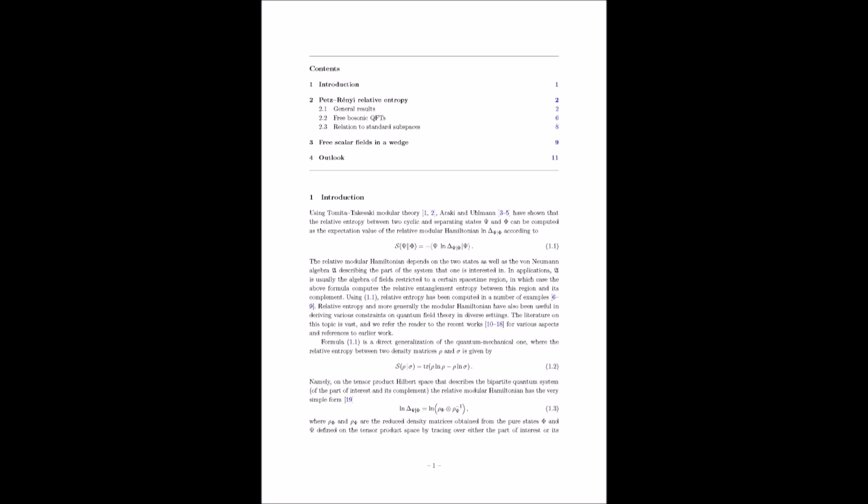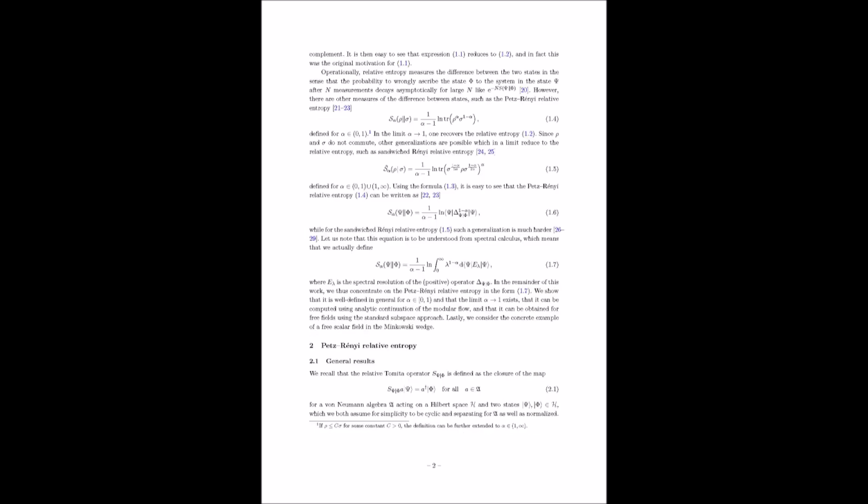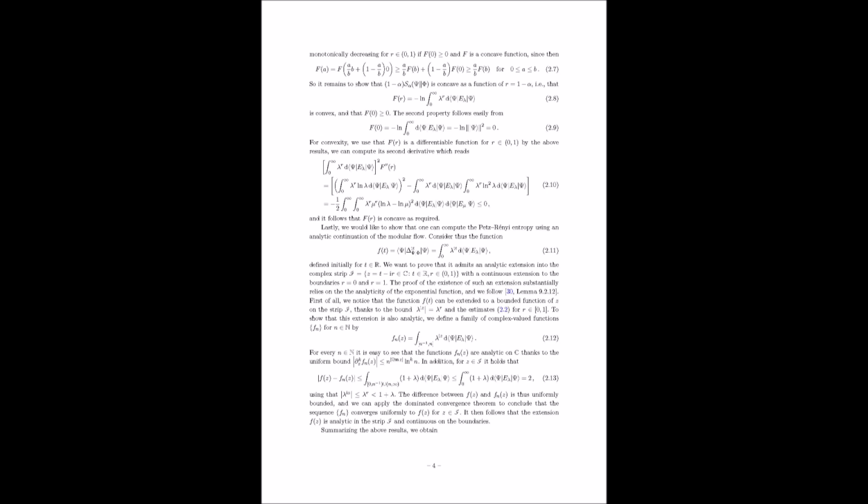Exactly. And these correlations are fundamentally quantum in nature. They arise from the fact that the field can exist in a superposition of different states, something that's not allowed in classical physics. So the Petz-Rényi relative entropy is picking up on these subtle quantum correlations and giving us a measure of how quantum the system is. It's quantifying the degree to which the system's behavior breaks free from classical expectations.